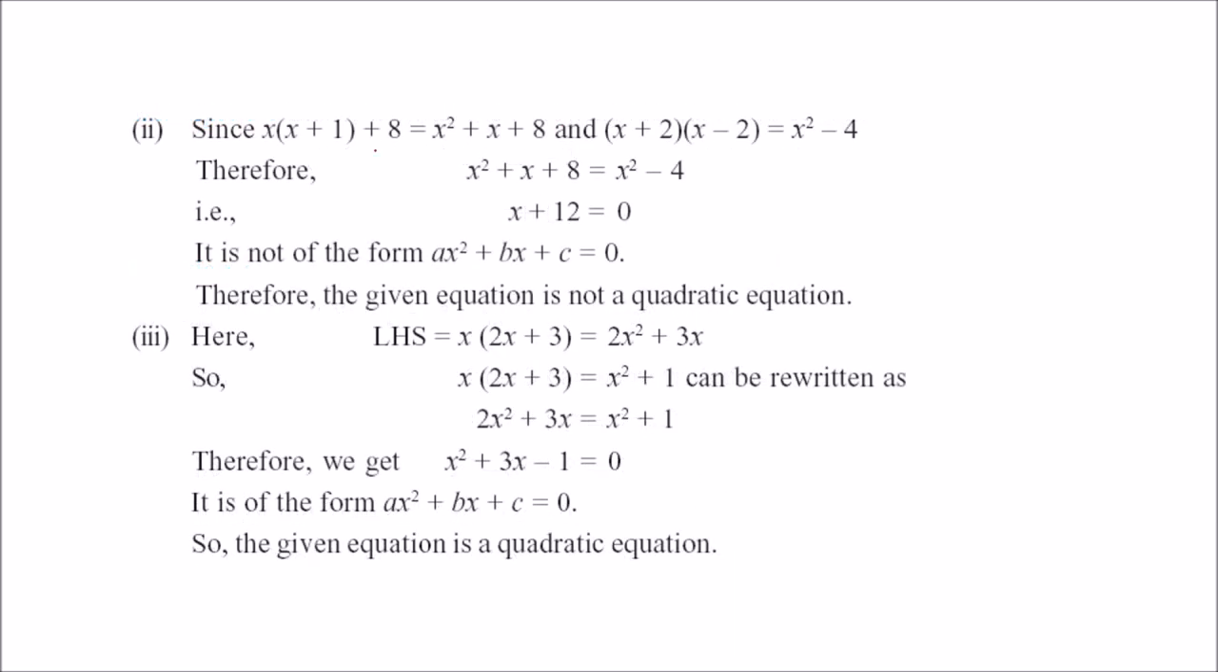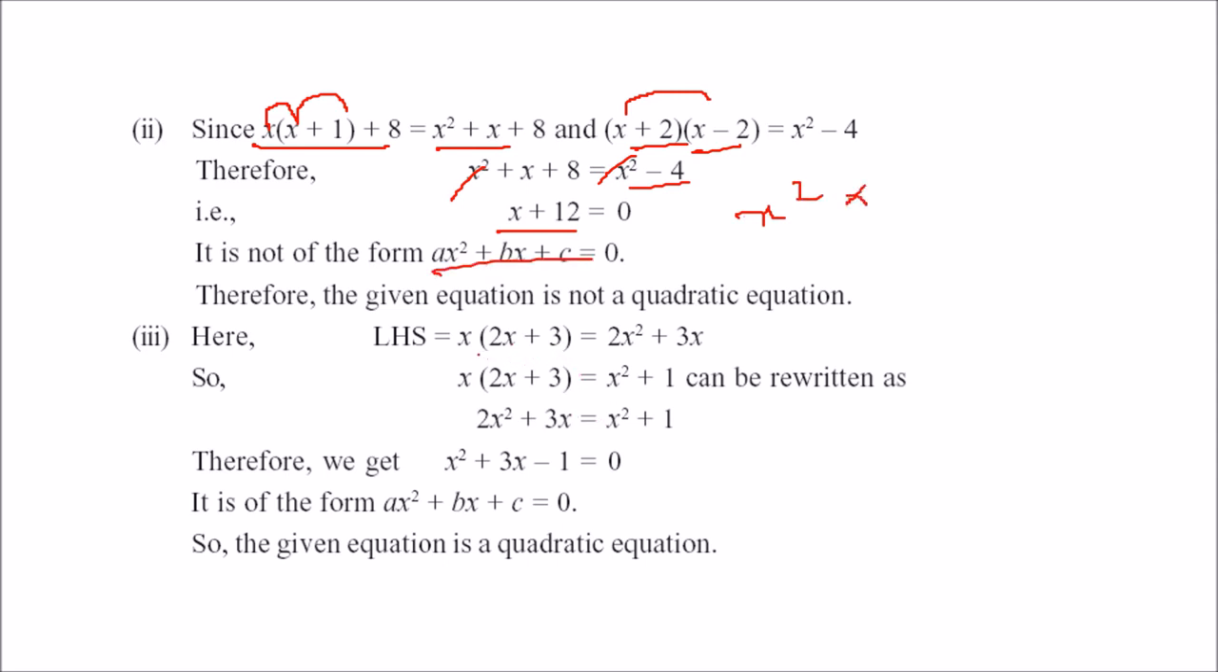Let us take the second one. This is the left hand side: X square plus X plus 8. And the right hand side is A plus B, A minus B. So this will be X square minus 2 square, that is X square minus 4. Equated, the X square gets cancelled. You will get X plus 12. The X square term is not there. This is not a quadratic equation.